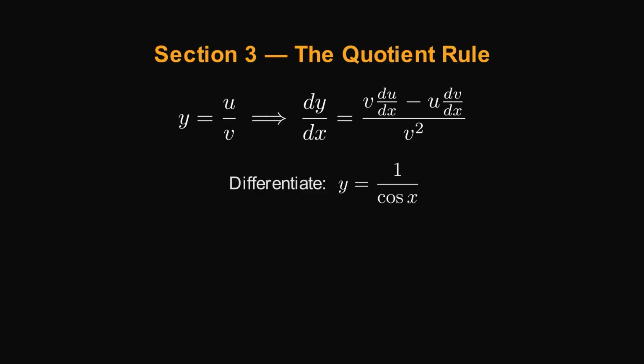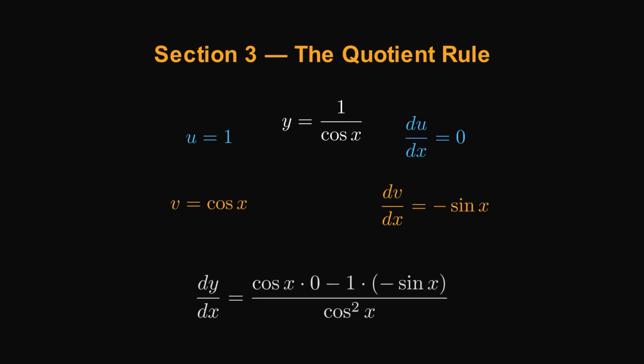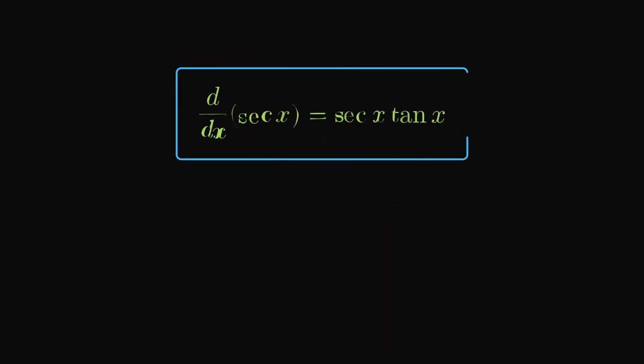So from our rule here, we can say that u is equal to 1. Okay, so therefore du by dx is going to equal 0, because u is a constant. Then we're going to let v equal cosine x, which means that dv by dx is going to equal negative sine x. Putting this all together then, dy by dx is equal to (cosine x times 0 minus 1 times negative sine x) all over cos squared x. Okay, which equals sine x over cos squared x, which equals 1 over cos x times sine x over cos x, which equals sec x times tan x.